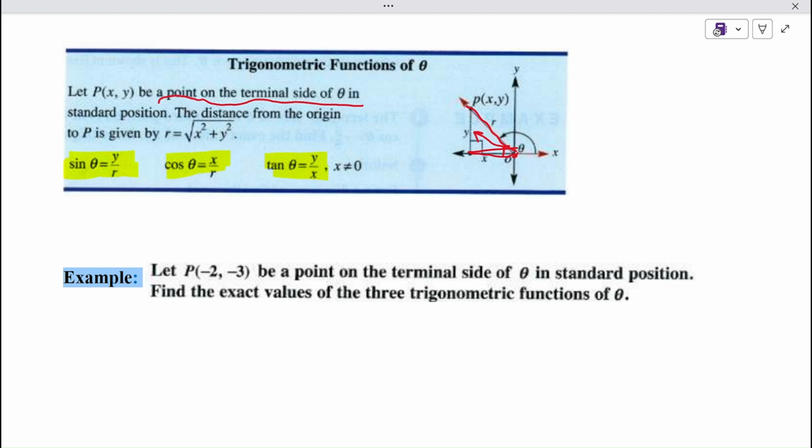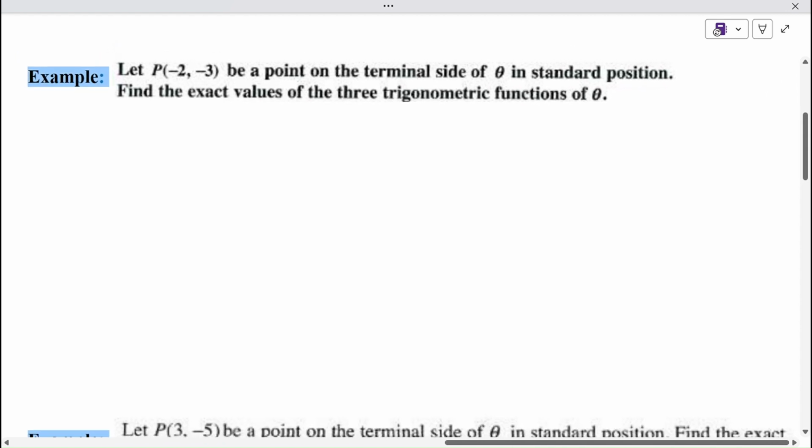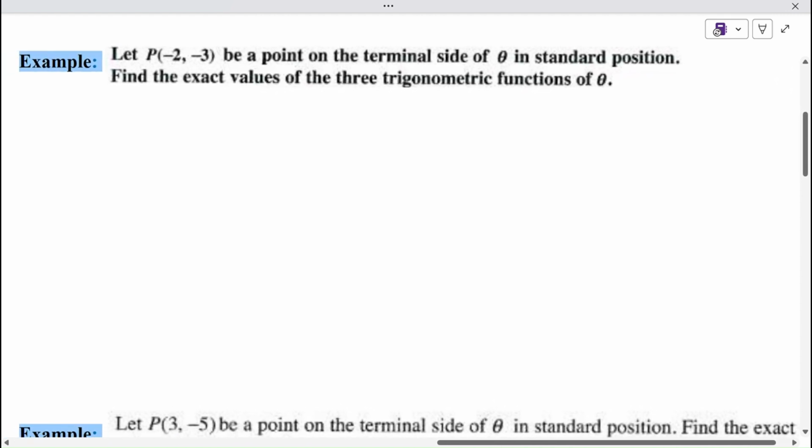Now let's solve this question, guys. This is really easy. Just focus here. Let P of -2 and -3 be a point on the terminal side of theta in standard position. Find the exact value of the trigonometric function. Guys, this question gave us x and y. Look here, P of x and y. X is equal to -2 and y is equal to -3. This is x, this is y.